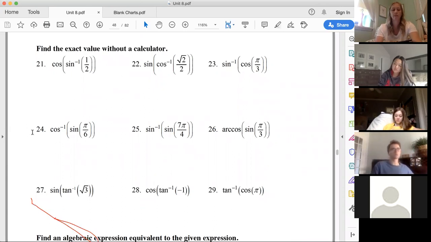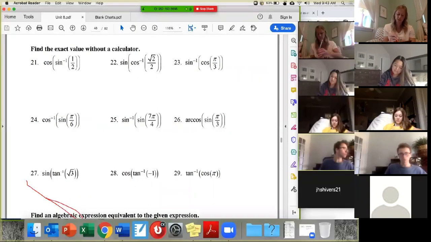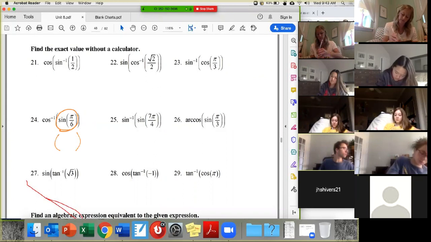So for example, let's look at 24. These still follow order of operations. So for this one, I would go from the inside of the parentheses and work out. That is saying, what is the sine at pi over 6? Where can I find that? Your chart. So sine at pi over 6, according to the chart, is what number? Root 3 over 2, right? No, it's 1/2.